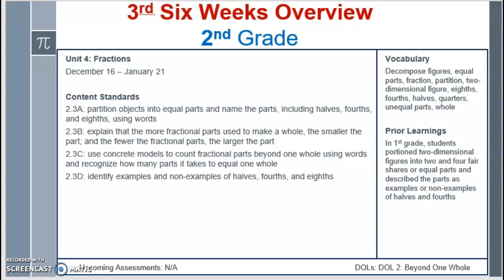In first grade, students partitioned two-dimensional figures into 2 and 4 fair shares or equal parts, and then they described examples and non-examples of halves and fourths. This year, we're introducing those eighth pieces. And so vocabulary could be decomposing figures, equal parts, fraction, partition, two-dimensional figures, eighths, fourths, halves, quarters, unequal parts, and whole.